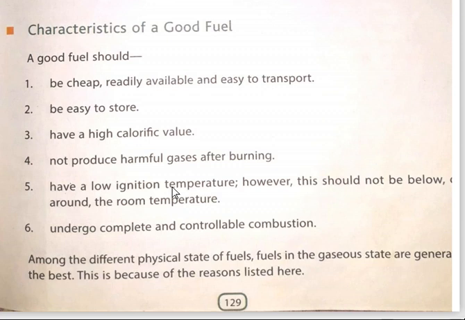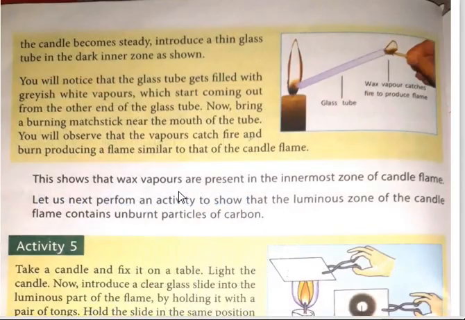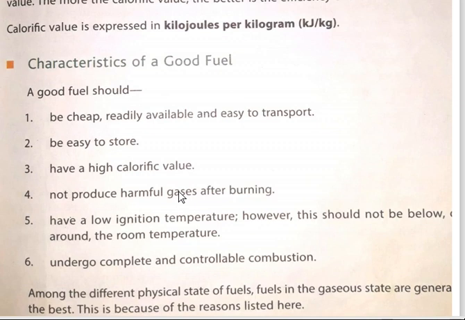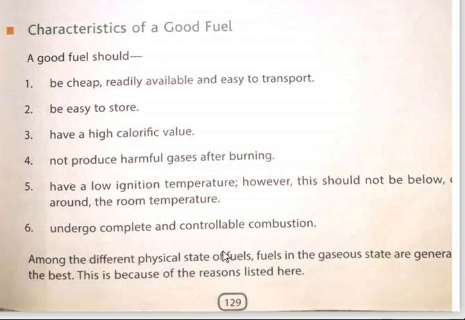The ignition temperature of this substance should be low, but not so low that it catches fire on its own. That should not happen. Okay. So it is also a quality, a characteristic. And the next one is to undergo complete, controllable combustion. Means combustion of those fuels should be under our control. So if these 6 points are there, then those fuels are good quality fuels.